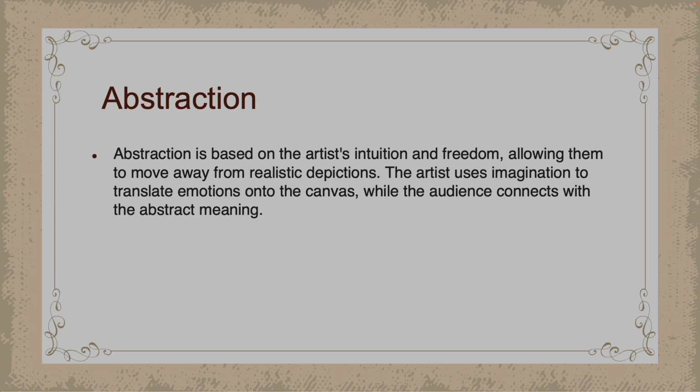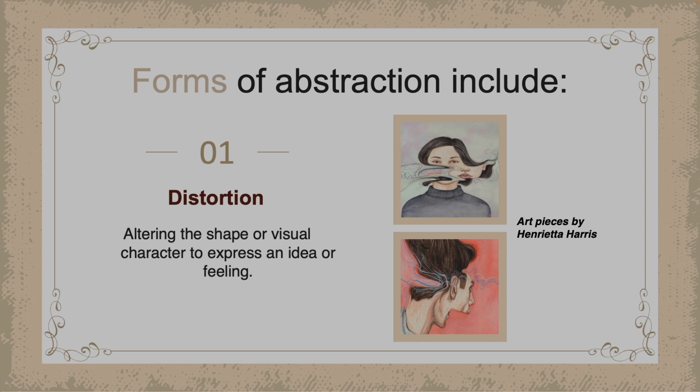And abstraction isn't just one thing, is it? The source mentioned different types. That's right. It takes various forms. One is distortion. Distortion, like warping things. Exactly.